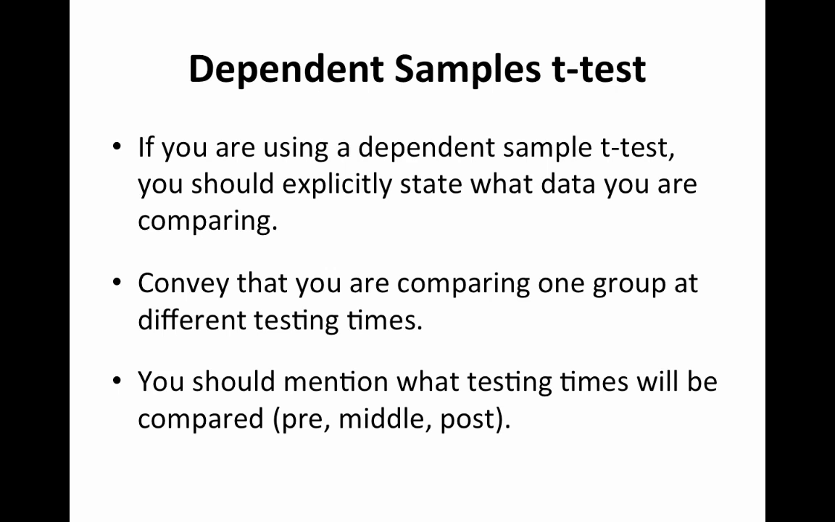Some of you might have only 2 test times. Others might have 3, right? Let's say a standardized test might be delivered 3 times a year, so you want to compare those 3 different times. Others might even have more than that. You might have 5 or 6 or even more test times. So you want to be clear in telling the reader what specific test times will be compared and how they're going to be compared. In this case, a dependent sample t-test.